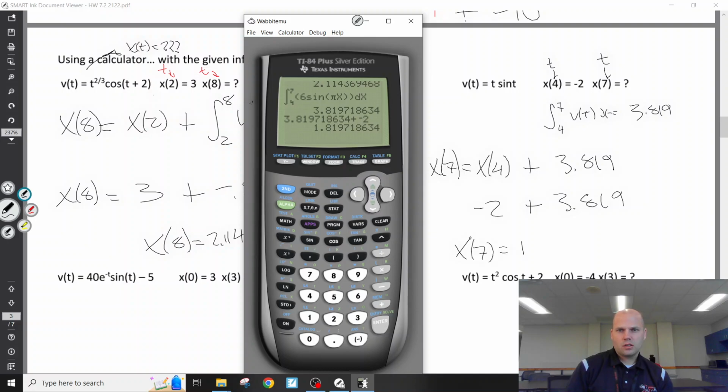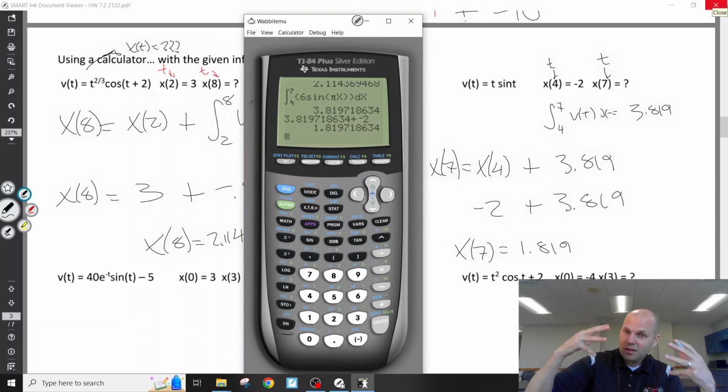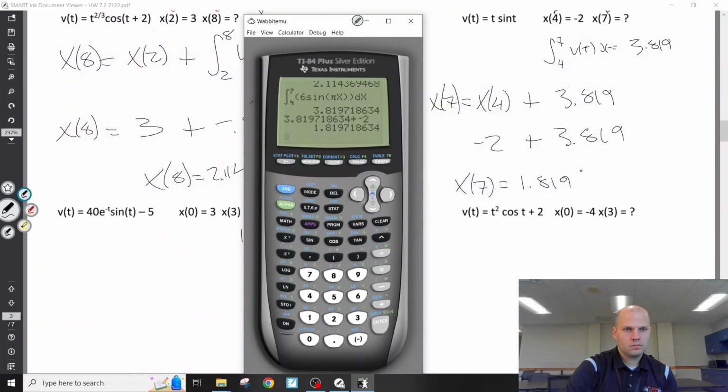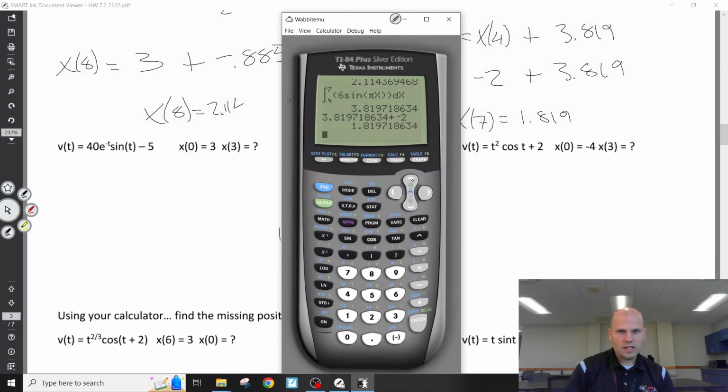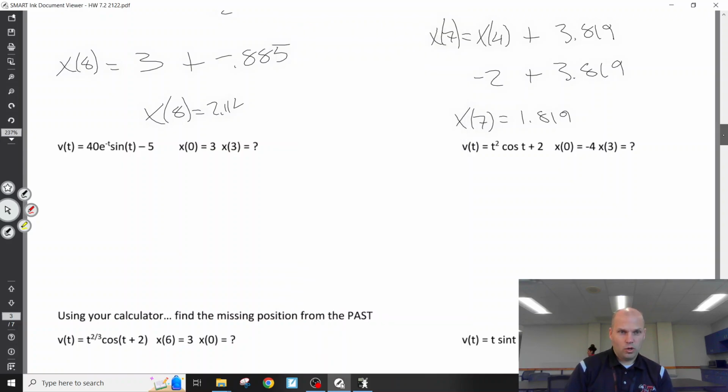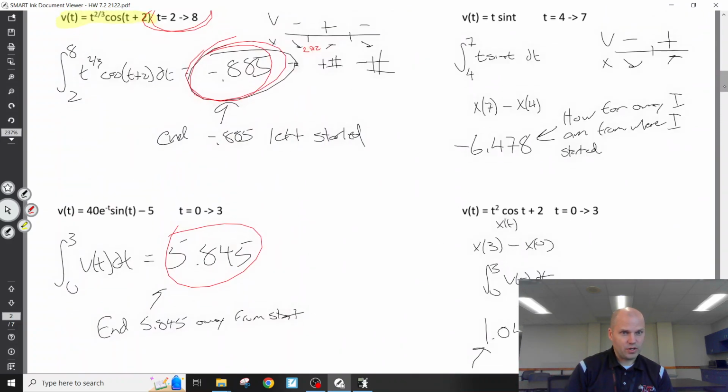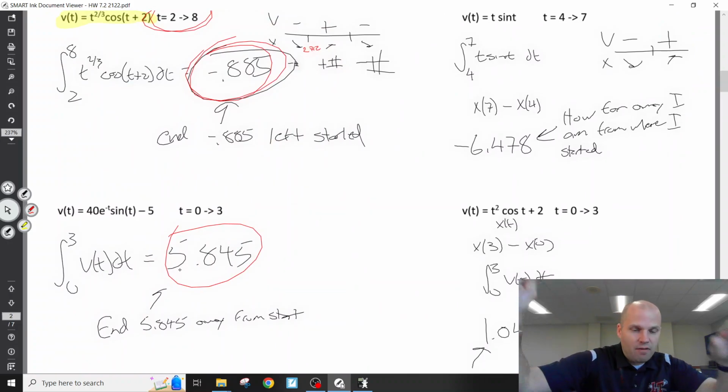We can do this just by knowing areas, and areas can be found quickly using a calculator, or not very quickly by humans taking antiderivatives. Okay, did we do 40 e to the negative t? Yep. Do we do 0 to 3? Yep. What did we say up here for 0 to 3? 5.845.